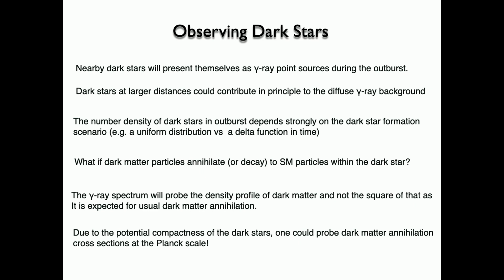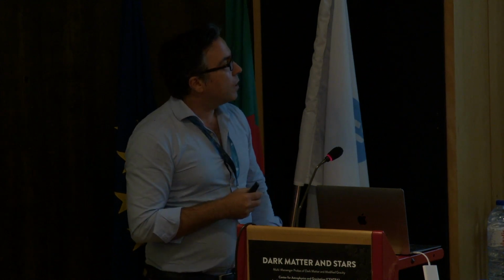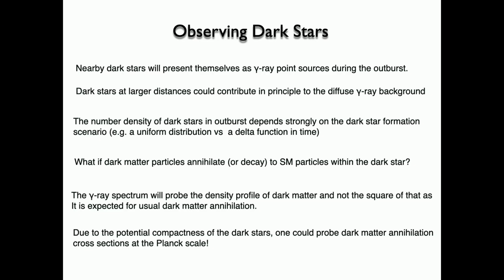Now, this can be quite interesting, because they look like point-like gamma ray sources. And not only that, but in principle one can test, for example, even dark matter decay or annihilation within this model. So assume that on top of all of this, dark matter particles also annihilate with some small cross-section. It turns out that this gamma ray spectrum, if you have annihilation, is not going to follow the spectrum of annihilation, which goes as the square of the density, but it will just look like a decay because it will just follow the profile of dark matter.